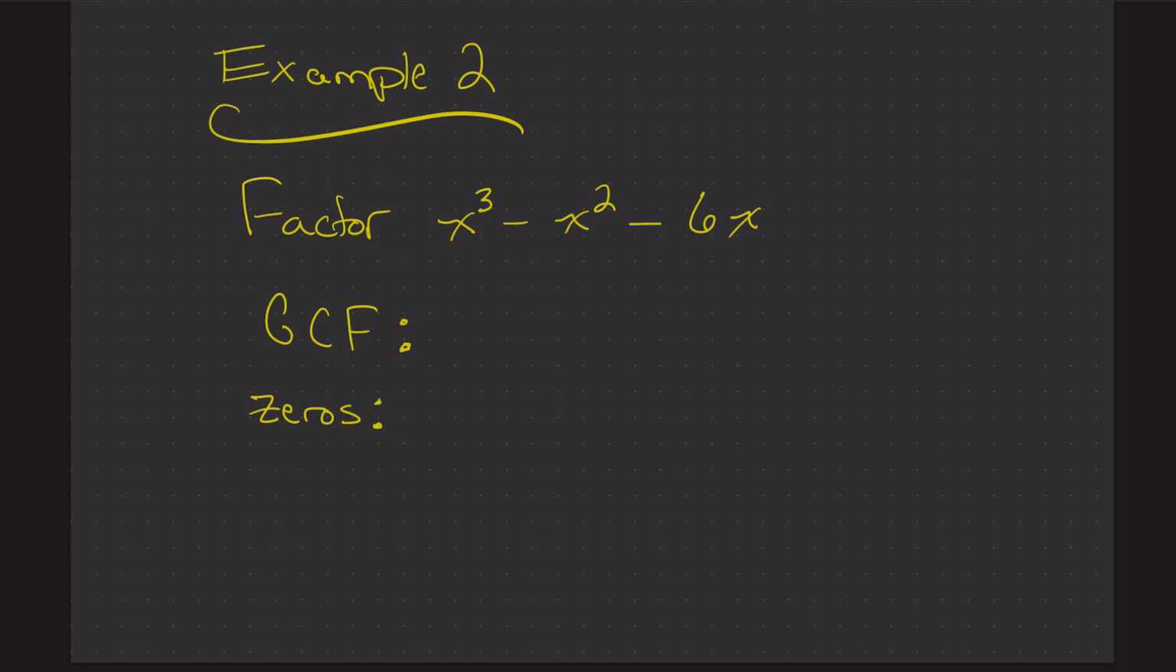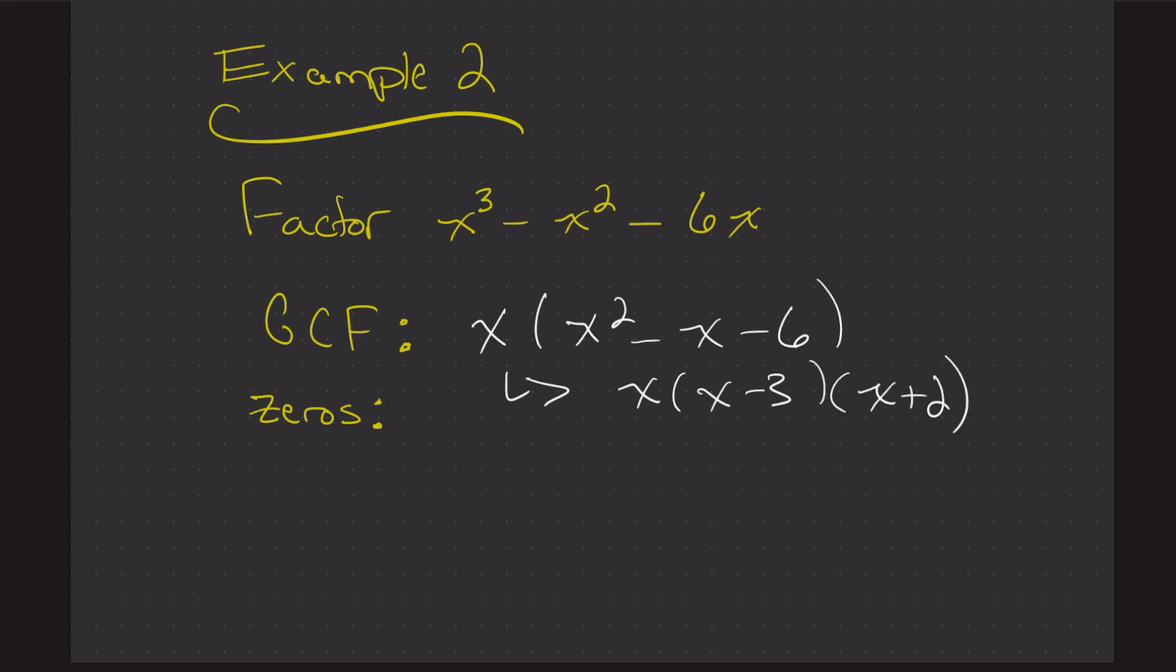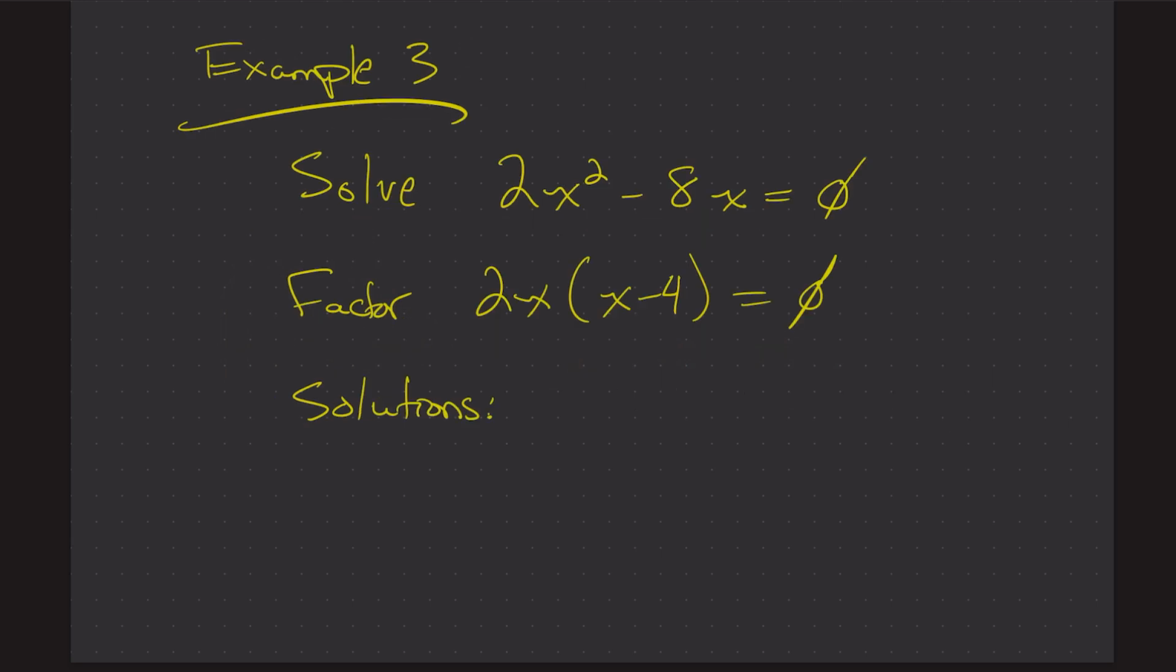In example number 2, we're going to factor x cubed minus x squared minus 6x. Let's find the greatest common factor in this cubic function. The only common factor here is going to be x. We're just going to take out that x. We're going to make it x times x squared minus x minus 6, which further factors to x times x minus 3 times x plus 2. So if you can find a greatest common factor and do quadratic factoring, you're going to be in good shape. So our zeros, our solution here, is going to be x equals 0, x equals 3, and x equals -2.